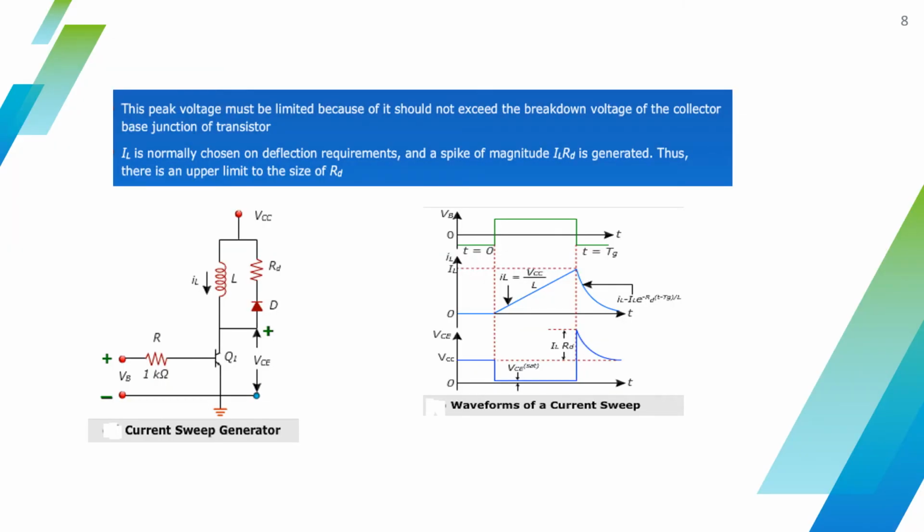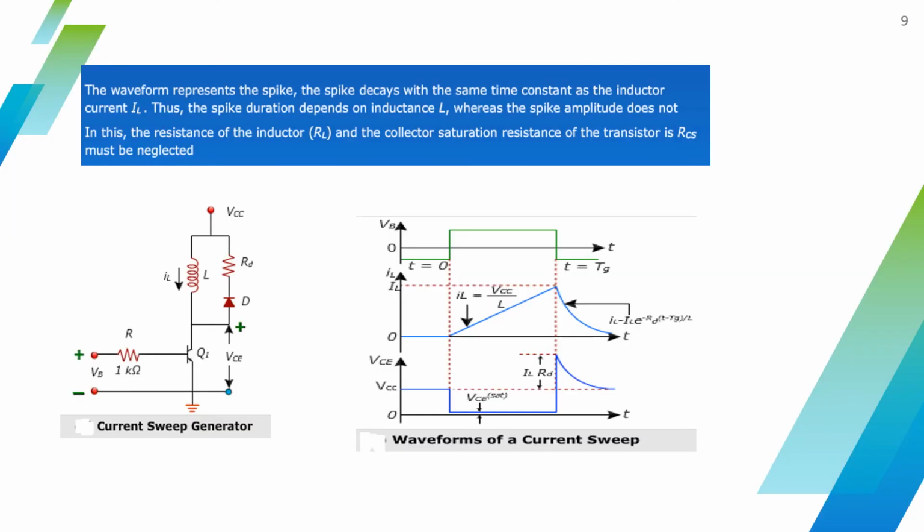The peak voltage must be limited because it should not exceed the breakdown voltage of the collector base junction of the transistor. IL is normally chosen on deflection requirements, and a spike of magnitude IL RD is generated. Thus, there is an upper limit to the size of RD. Generally, a small value of RD is chosen.